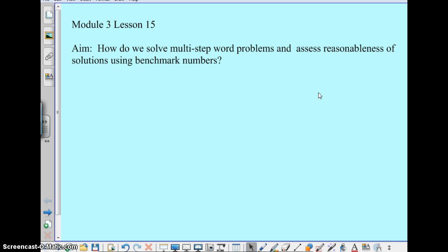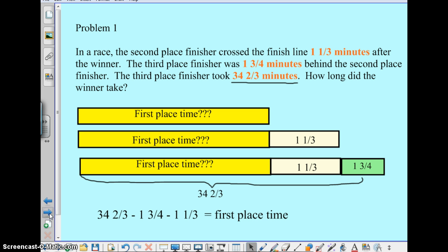All right, our aim is how do we solve multi-step word problems and assess reasonableness of solutions using benchmark numbers, which means how do we solve the problem and make sure the answer makes sense with the numbers we're given. Okay, so here's our first problem. I'm going to read it to you.